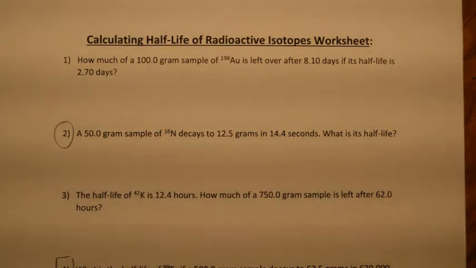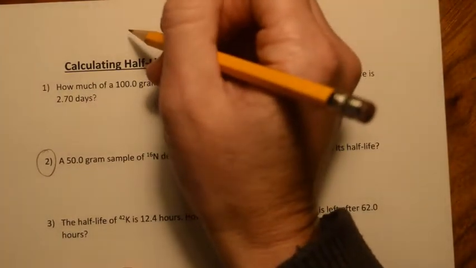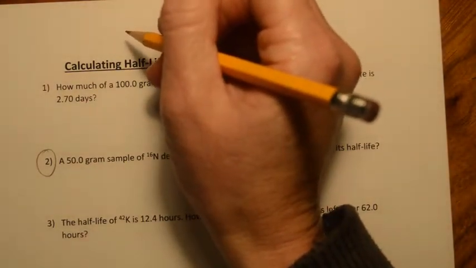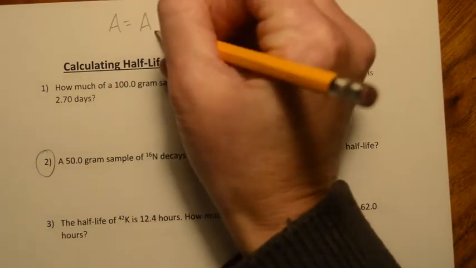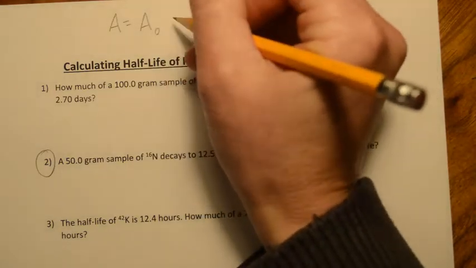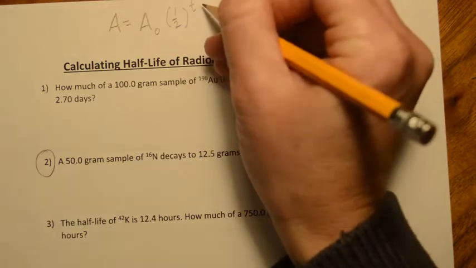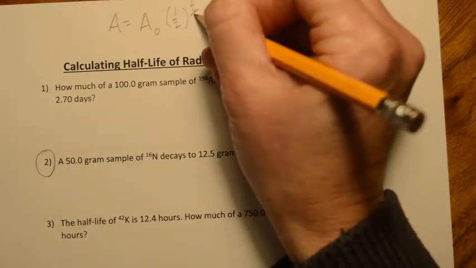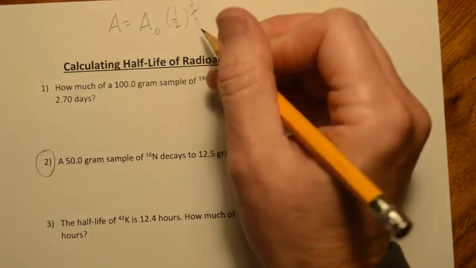Okay, let's take a look at the Calculating Half-Life of Radioactive Isotopes worksheet that we have been working on. We've done all of the ones so far where we know... let me just write down the formula so I can refer to it. We know it's A, the ending amount, equals A sub 0, the initial amount, times 1/2 to the T over H, where T is the amount of time that is elapsing, and H is the half-life. And again, this is an exponent. Sorry, it looks like it's multiplied, but it's an exponent.